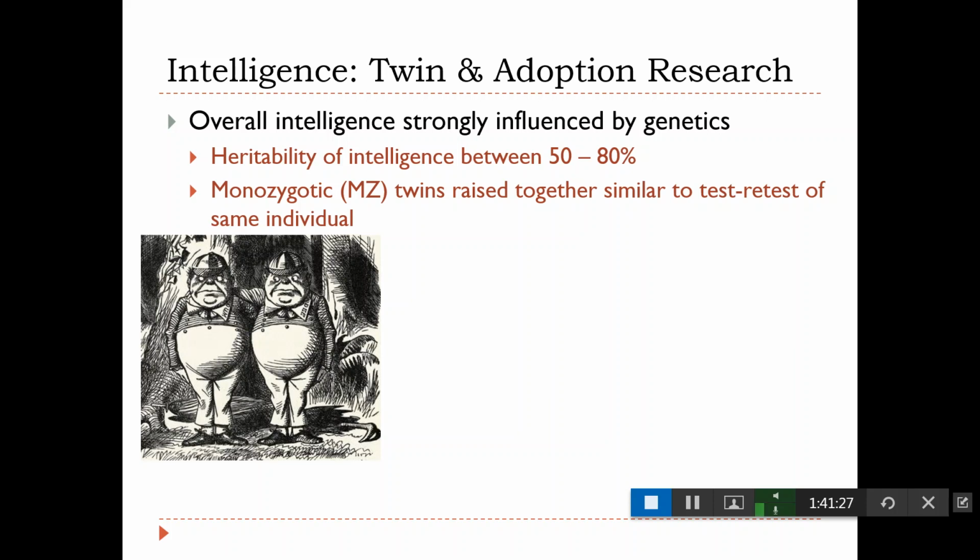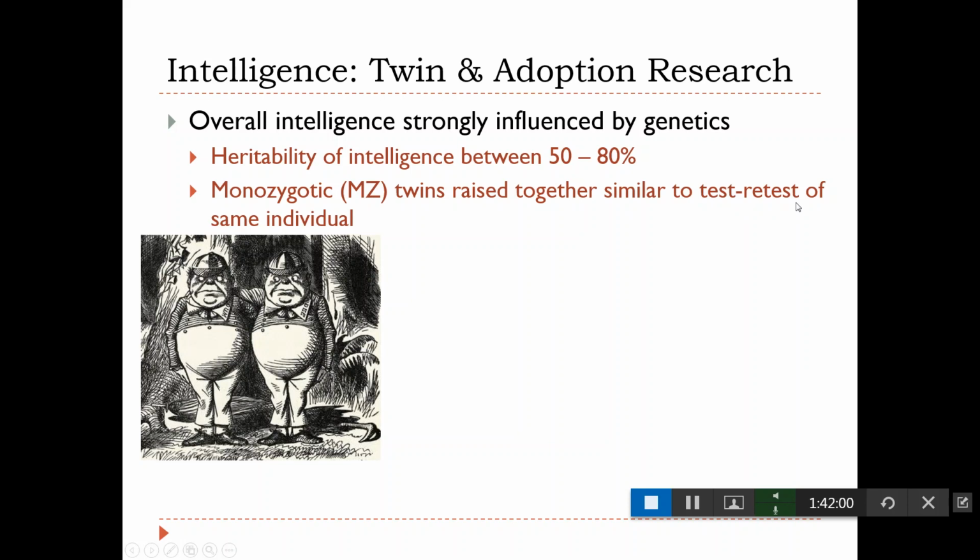Okay, and so we know this because we've looked at things like monozygotic twins, and by we I mean other researchers who do research on intelligence. I do not. Monozygotic twins, remember, those are the identical twins. They came from the same egg and they split up. And it got divided, so it was the same fertilized egg. They're genetically identical. When they're raised together, they're similar to retests of the same individual.